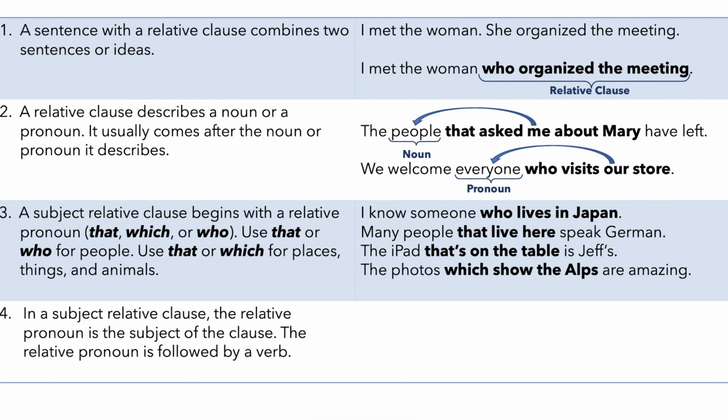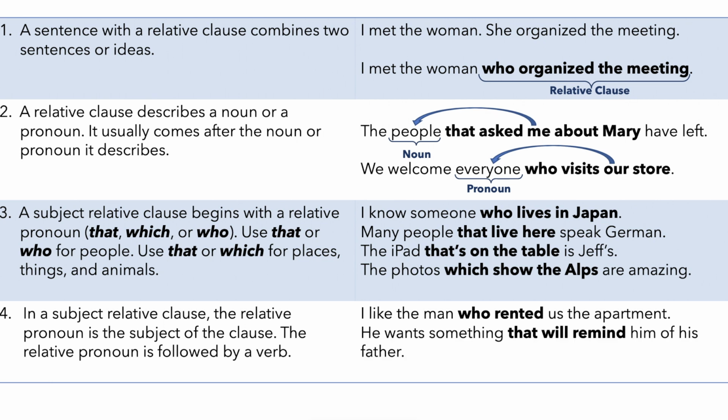Okay, rule number 4. In a subject relative clause, the relative pronoun is the subject of the clause. The relative pronoun is followed by a verb. And the examples are, "I like the man who rented us the apartment." Who is the relative pronoun. "He wants something that will remind him of his father." In this one, that is the relative pronoun.